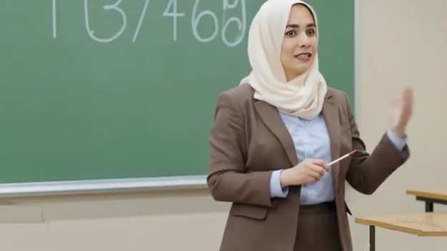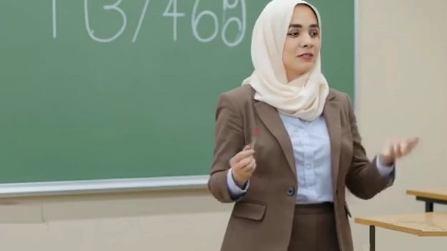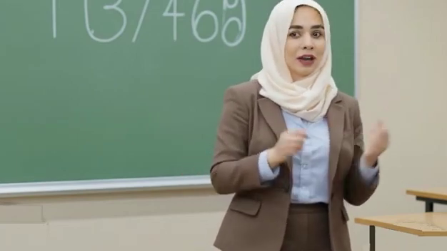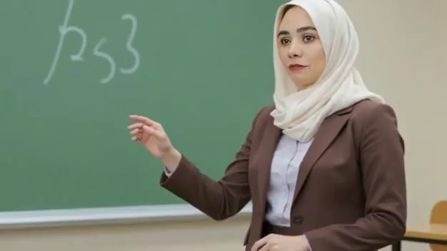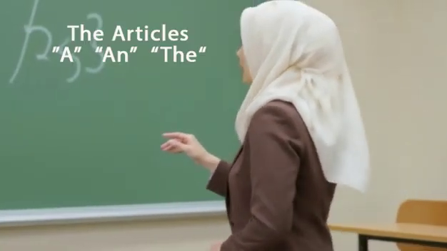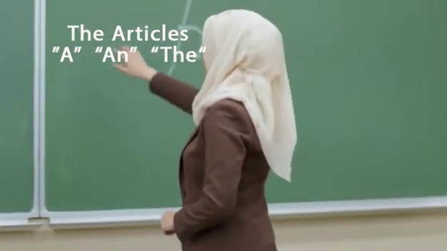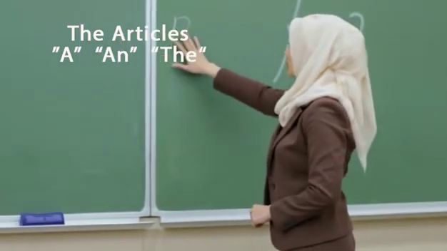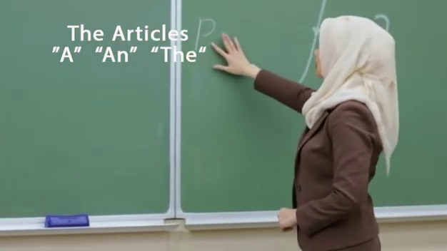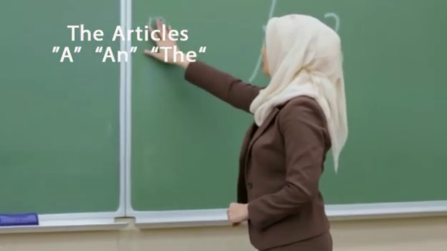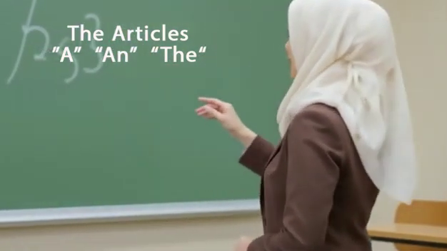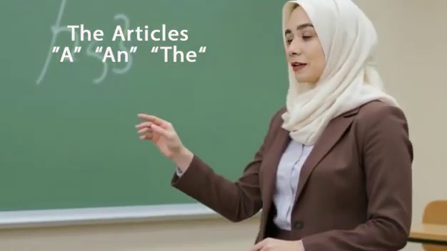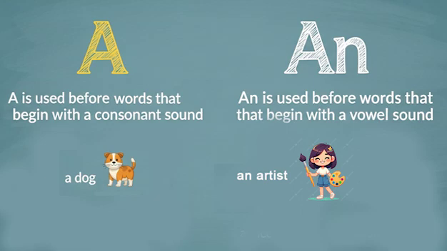In today's lesson, we are going to cover some simple grammar basics that will help you improve your speaking and writing. Let's get started. Our first topic is articles. Articles are small words we use before nouns to show whether the noun is specific or general. In English, there are three articles: a, an, and the. Let's look at how we use them.